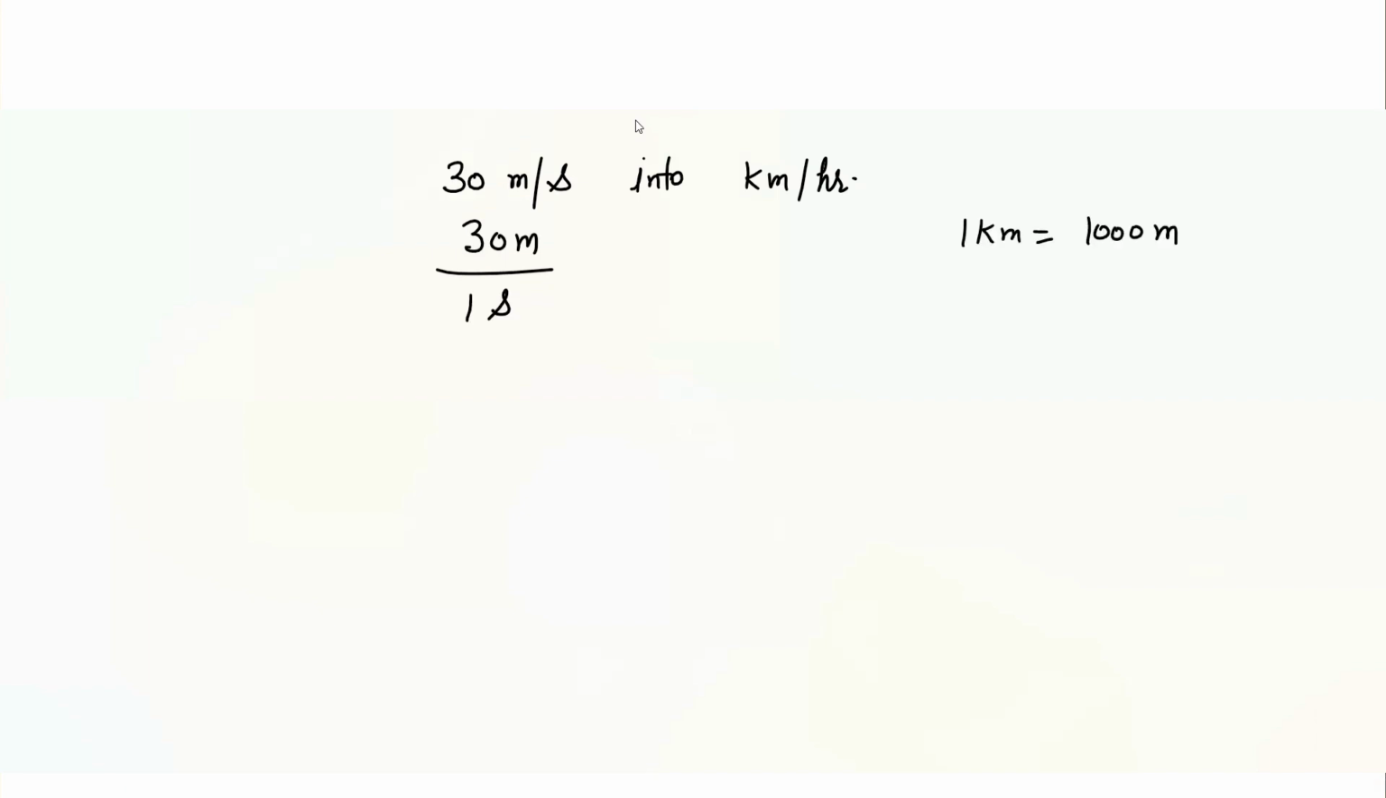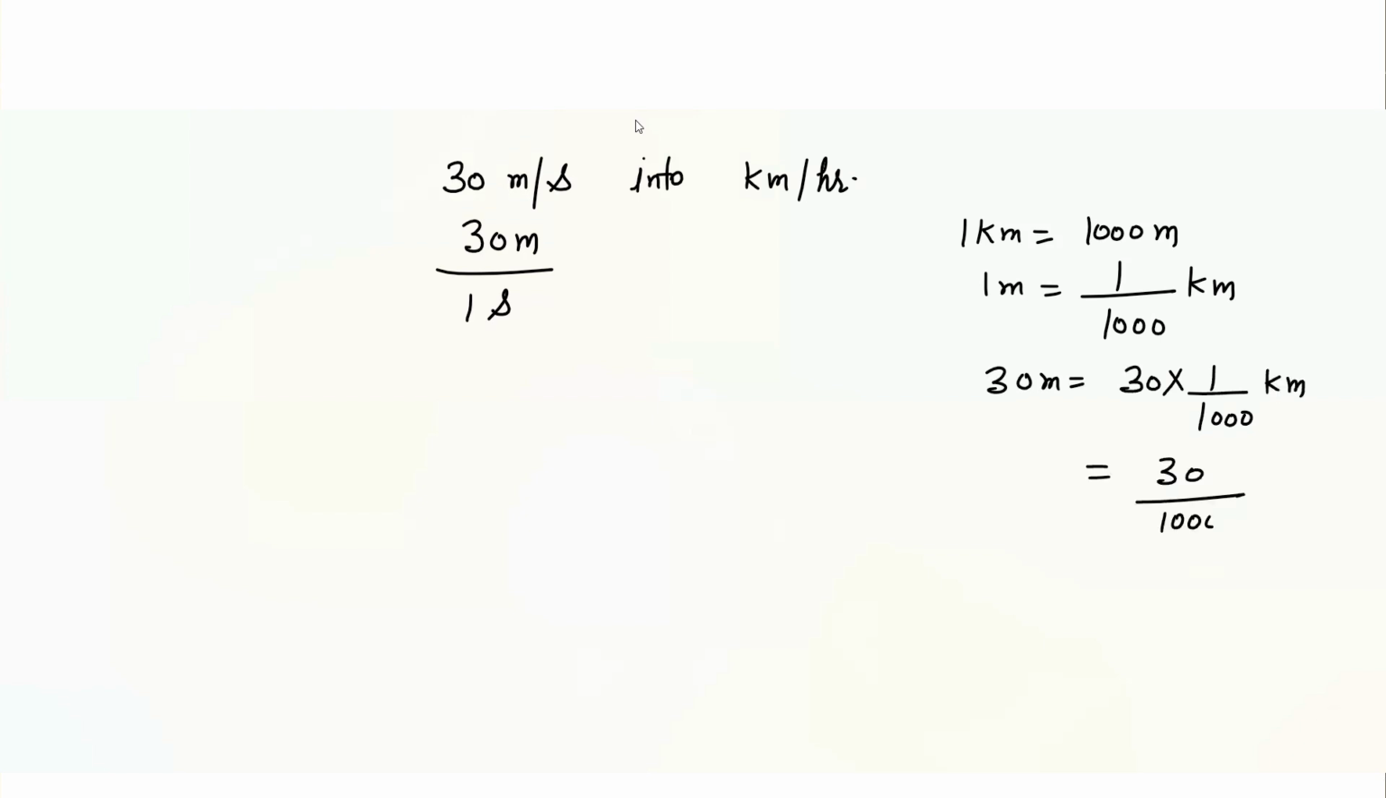Let's take another example, 30 meter per second into kilometer per hour. That means 30 meter in 1 second. Now we know that 1 kilometer is equals to 1000 meter. 1 meter will be equals to 1 over 1000 kilometer. 30 meter will be equals to 30 into 1 over 1000 kilometer, which is equals to 30 over 1000 kilometer. You can simplify here. You will get finally 3 over 100 kilometer.